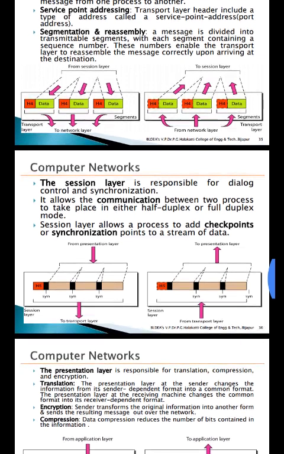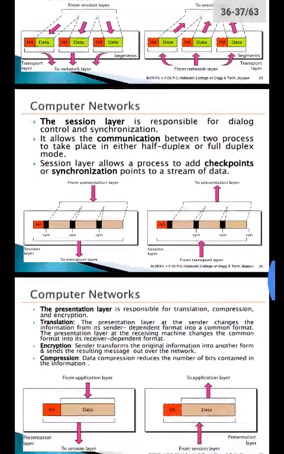The next layer presented is the session layer. The session layer is above the transport layer. The session layer is responsible for dialogue control and synchronization. It decides how two processes should communicate with each other, whether the communication should take place in half duplex or in full duplex.